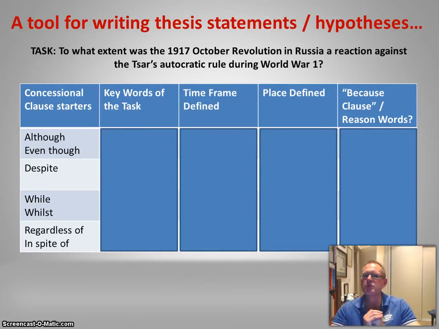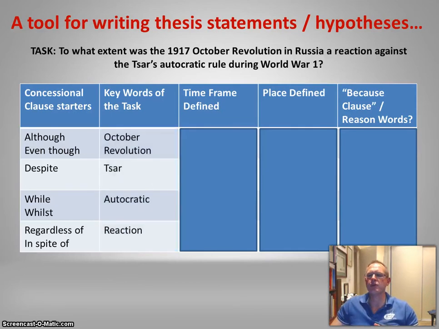There are others. Perhaps you can put a few extras down. Maybe you can think of more. We need to make sure we've got written into this menu system key words of the task. Now, sometimes words of the task can be translated into word forms. For example, autocratic could also be autocracy. Reaction could be reactionary. We could talk about the October revolutionaries. We could talk about the 1917 revolution. There are other ways of putting it. We could talk about Tsarist rather than Tsar.